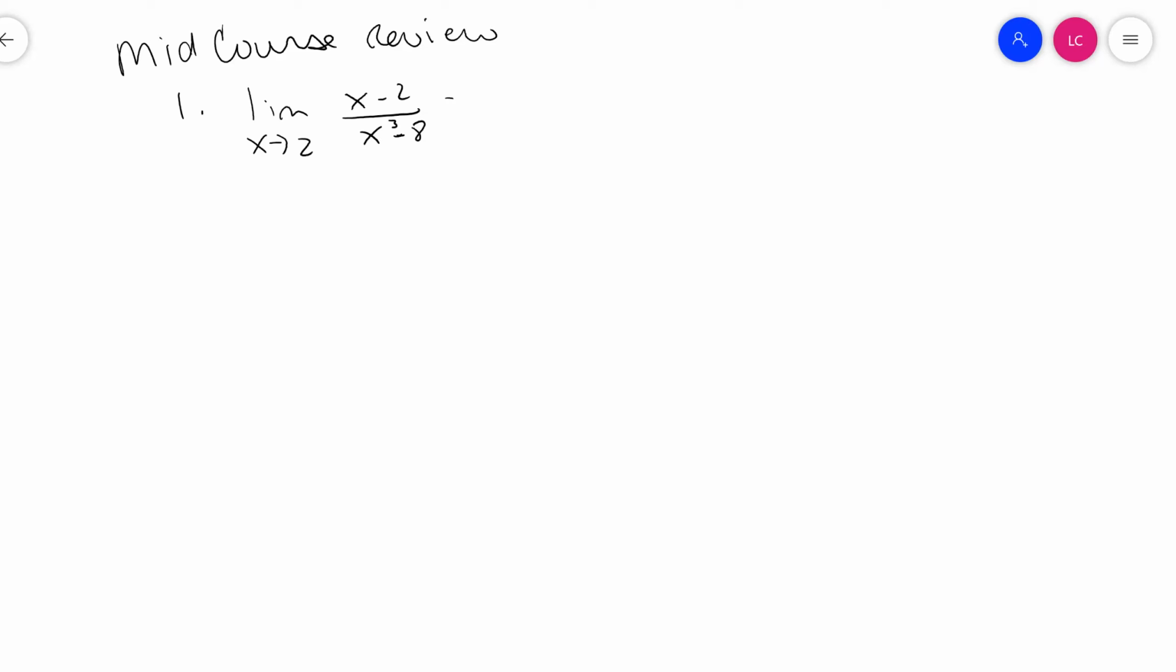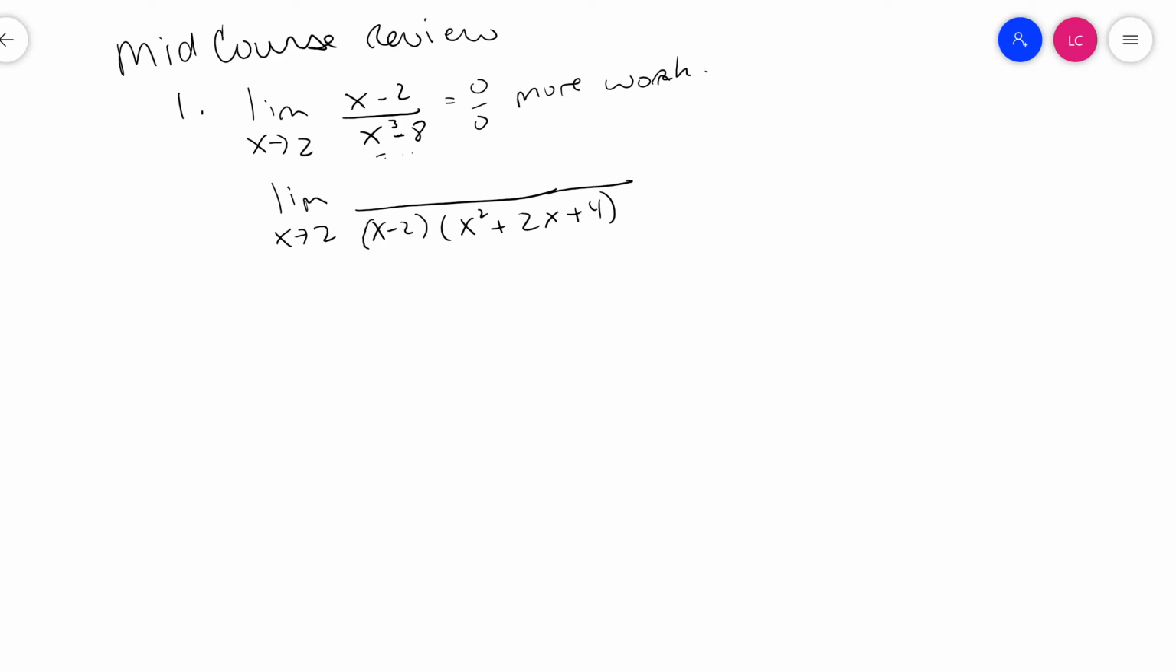All right, so remember limit, if you plug in x equal 2, I see I get 0 over 0, so that means I need to do more work. So there's some algebra here to do. And this factoring of cubics is something you need to know. So this thing factored will give me (x - 2)(x² + 2x + 4). And then the x - 2's will cancel. So I'm left with 1 over (x² + 2x + 4). So that'll give me 4 + 4 + 4, or 1/12.